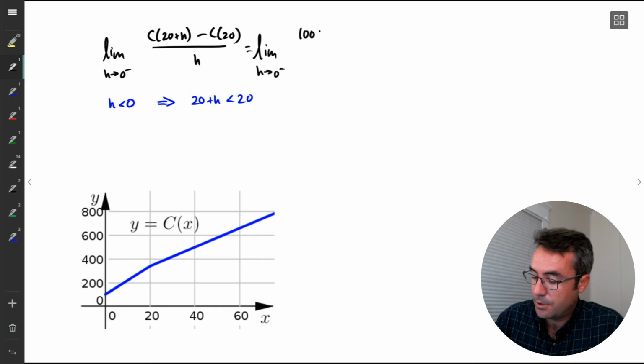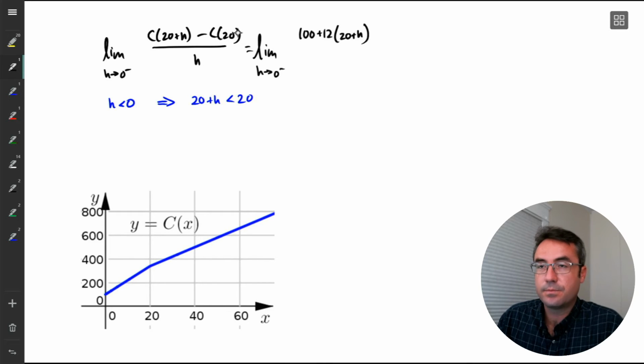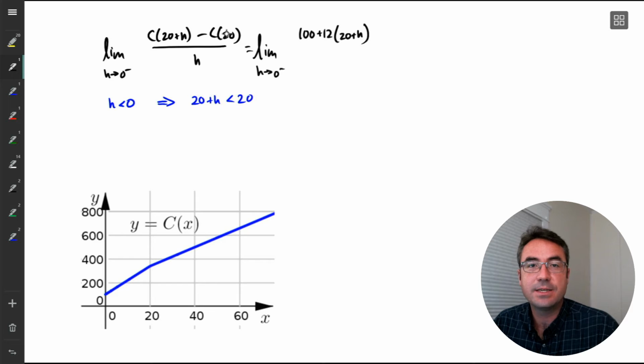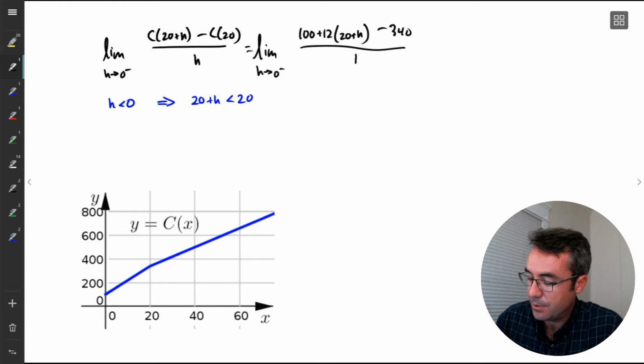So I'm going to get 100 plus 12, and then instead of x, I'm going to plug in 20 plus h. And then x equals 20 plugged into this function c, we've already done that. We found it was 340, and then I'm subtracting, and all this is going to be over h.